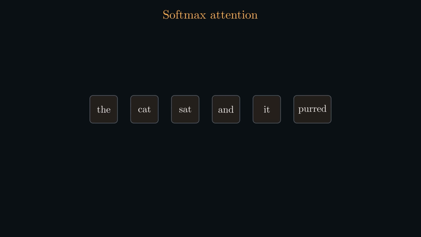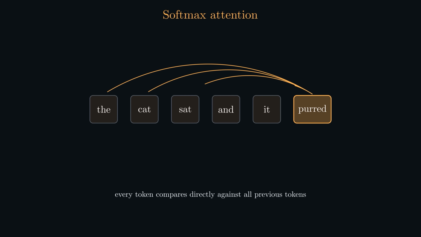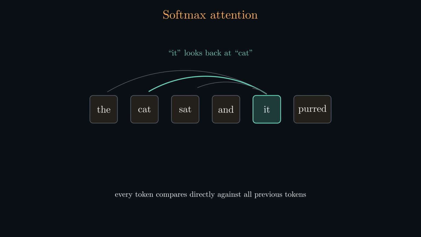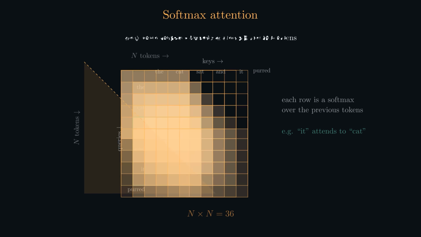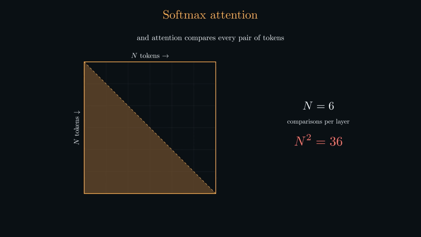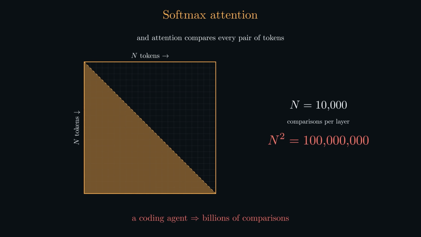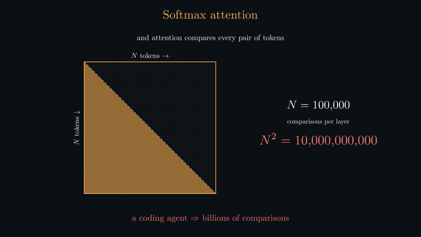With standard softmax attention, every token can directly compare itself against the previous tokens in the context, right? This is extremely expressive because the model can retrieve a specific piece of information directly from anywhere in the sequence. But the cost grows quadratically with context length, and this is already expensive for a normal conversation. So for coding agents that might process a huge code repository, repeated tool calls, or just a very long reasoning trajectory, the attention cost becomes one of the main bottlenecks.